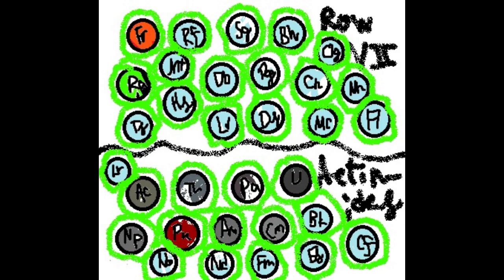Row 7 is an interesting row because all of the elements in this row are radioactive, compared with 4 for row 6, 1 for row 5, and none for rows 1 to 3. Let's start with the actinides. Uranium and plutonium are used in fission plants and weapons.